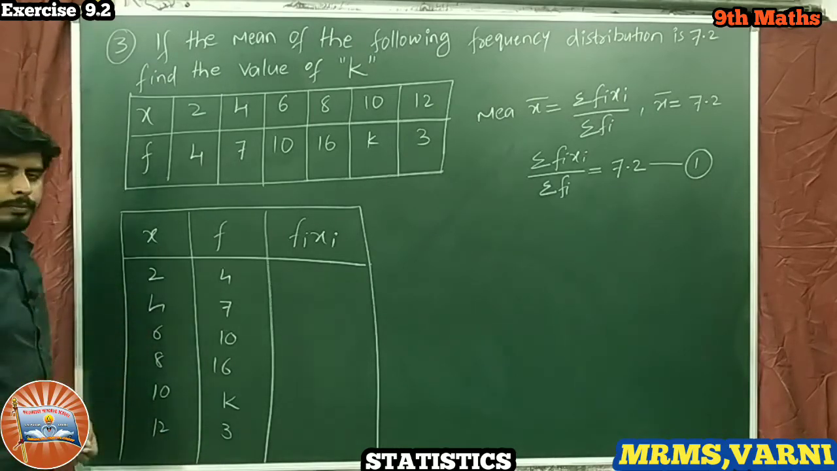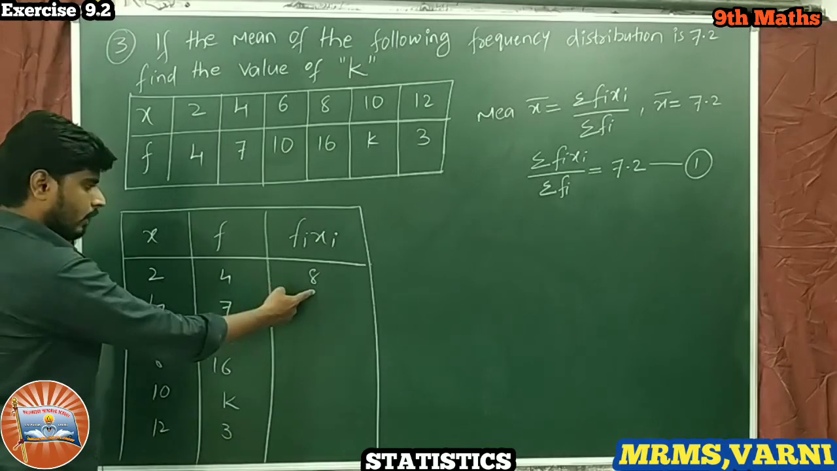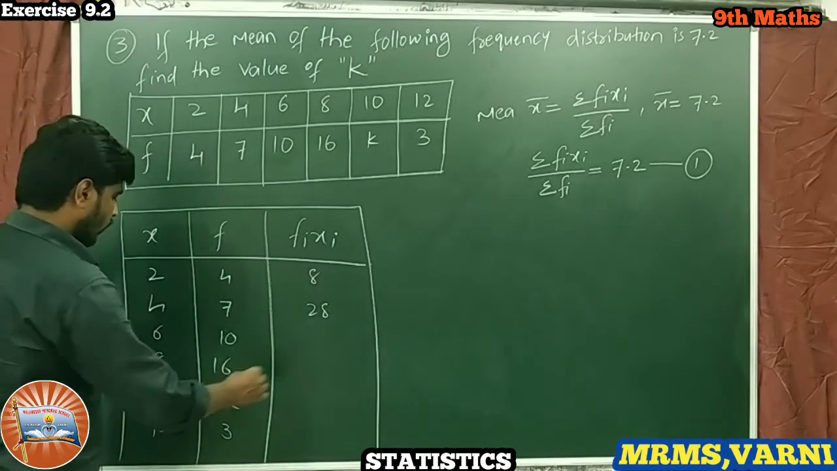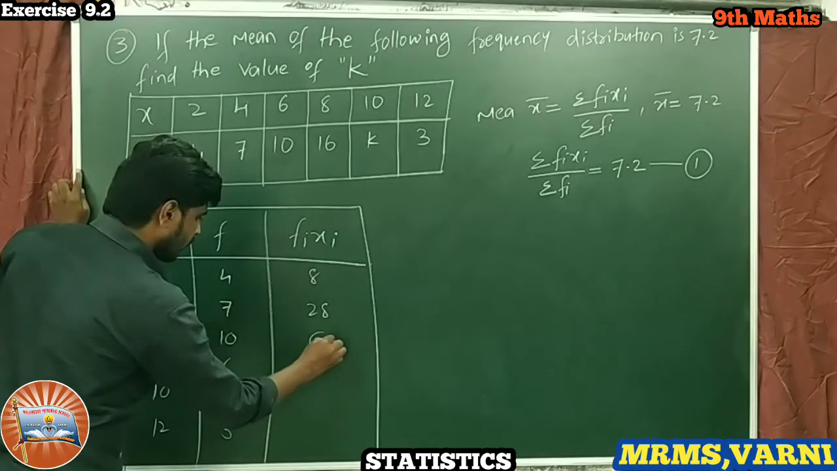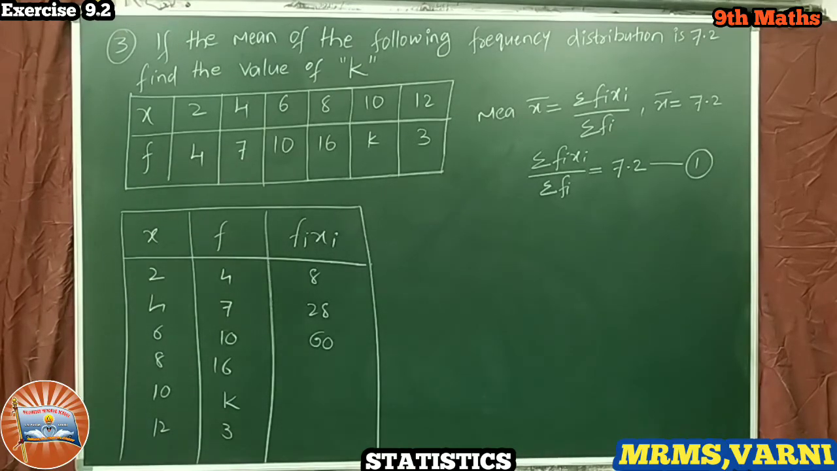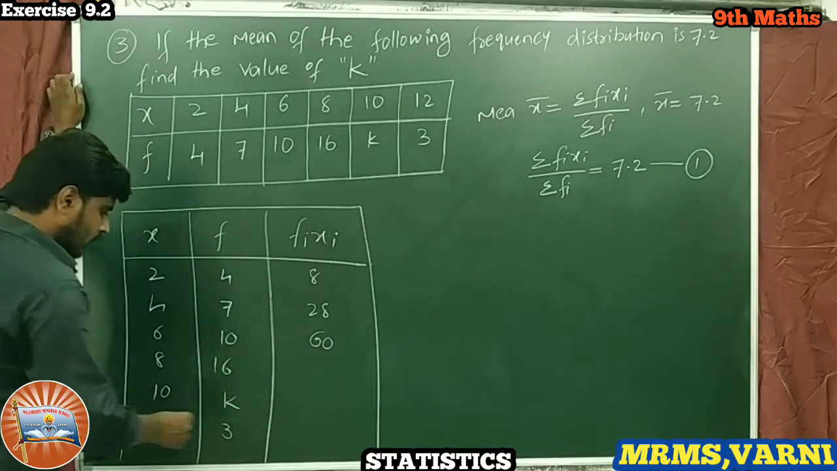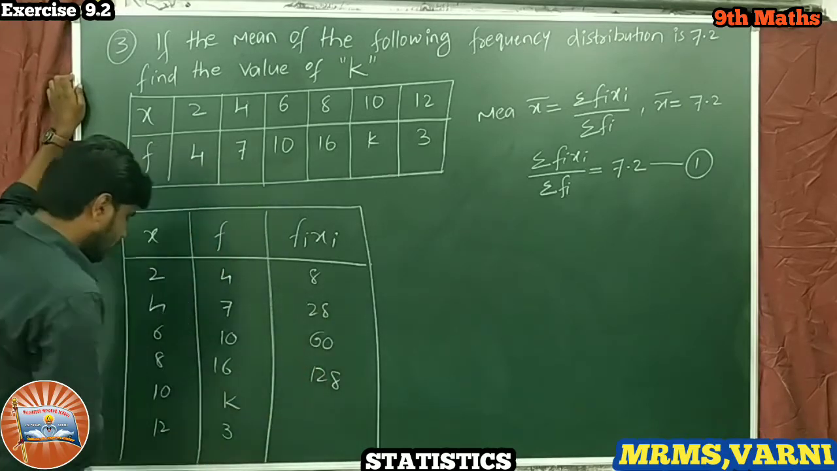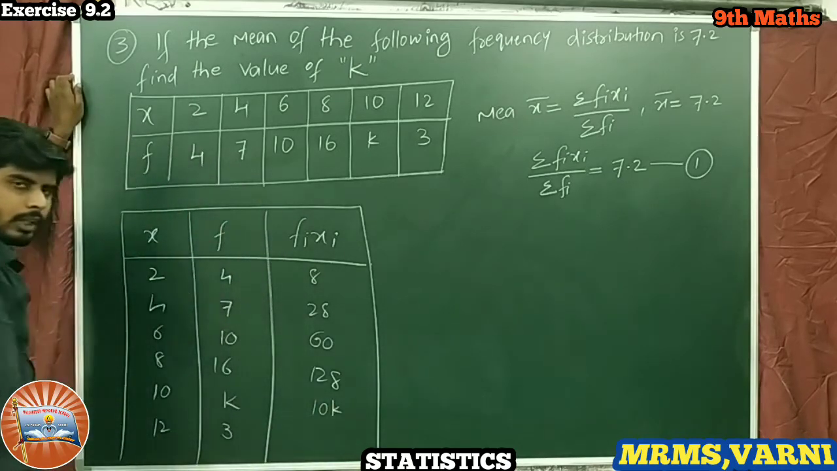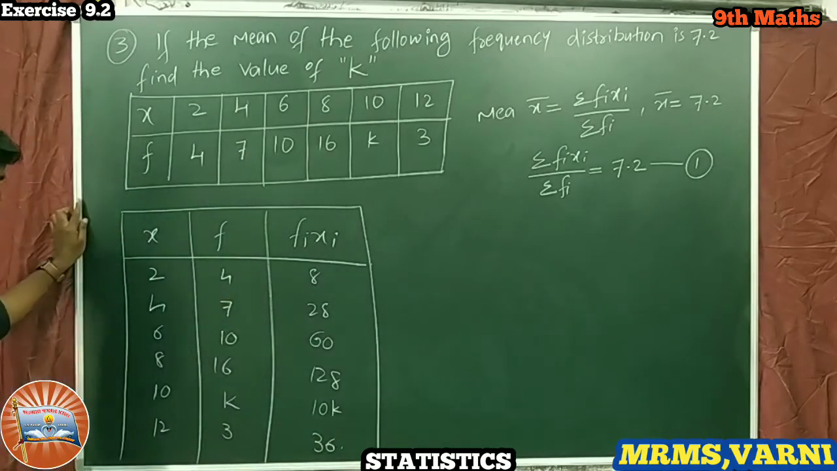What we need to do? We have to multiply these two. So 2 4s are 8. 4 7s are 28. 6 into 10 is 60. 16 8s are 128. 10 into k is 10k. 12 into 3 is 36.